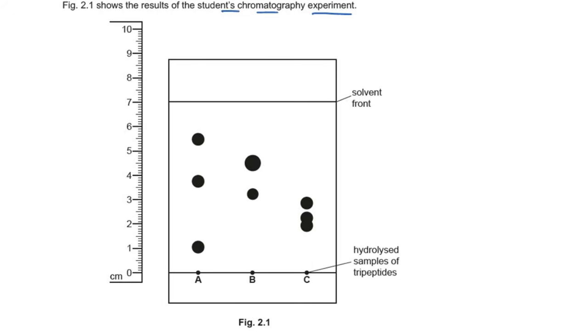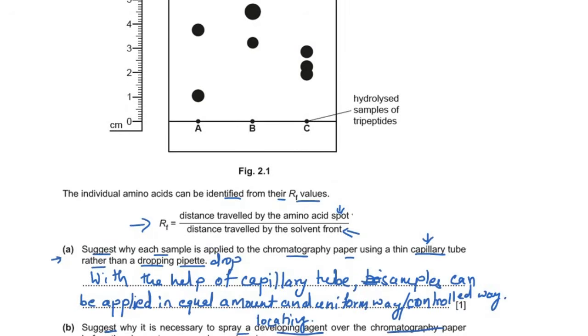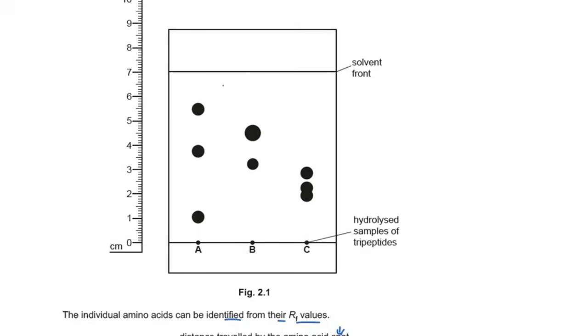Now as we have already seen, the formula of RF value is the distance traveled by the amino acid upon the distance traveled by the solvent. So if we talk about the first spot, or the topmost spot, we can see that it had approximately 5.5 distance, and the distance traveled by the solvent front is 7 centimeter. So we talk about the first RF value.